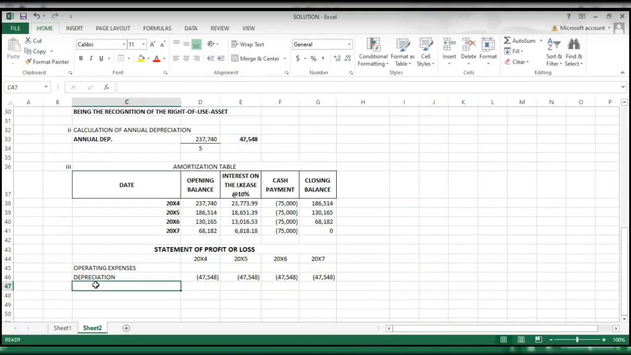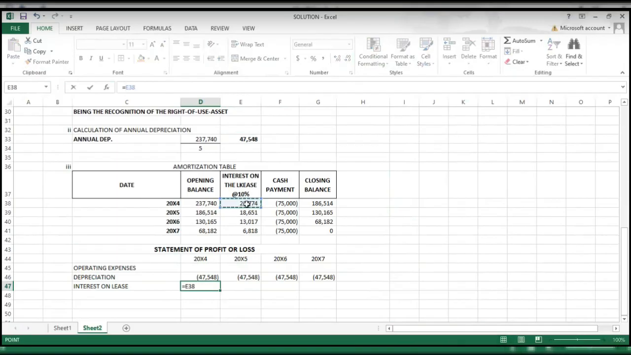The next thing will be the finance cost, that is lease interest. Or we can call it finance cost. Under finance cost, we can call it interest on lease, which is how much we have here for each year. You can see it is clearly stated here. So for 20x4, the interest is 23,774. It's going to be negative also because we are taking it as an expense to the statement of profit or loss. And for 20x5, it's going to be what we have here.